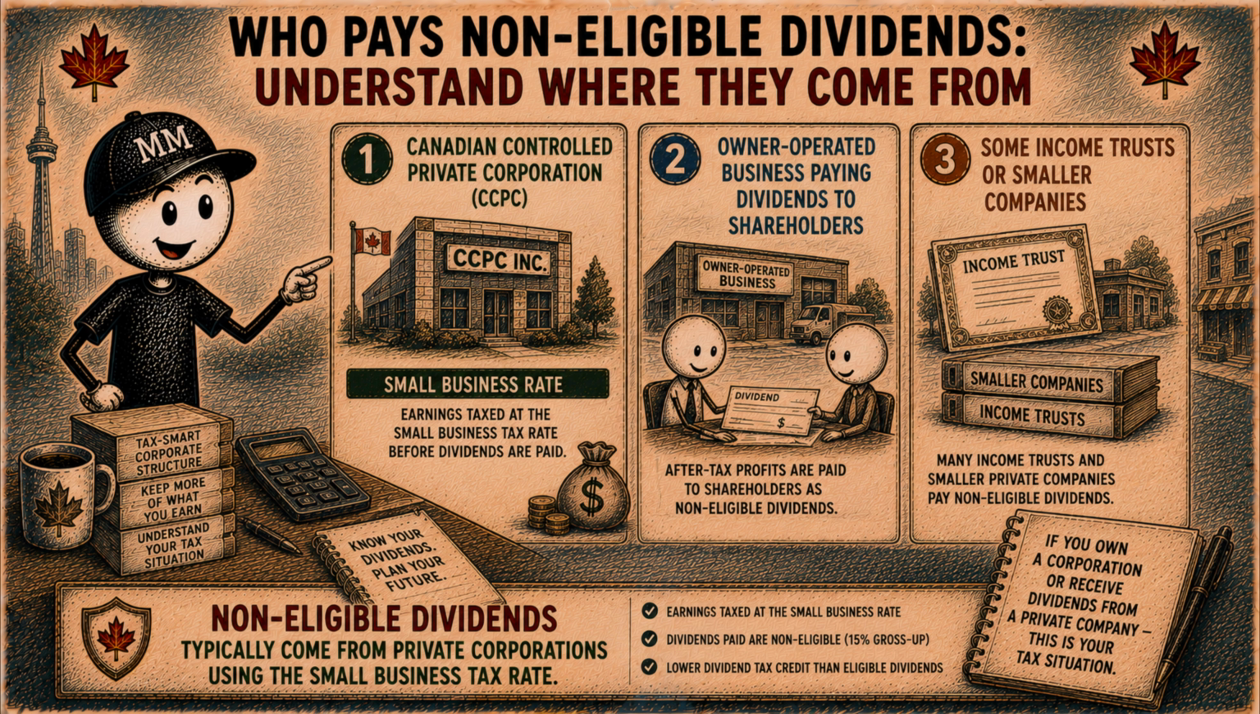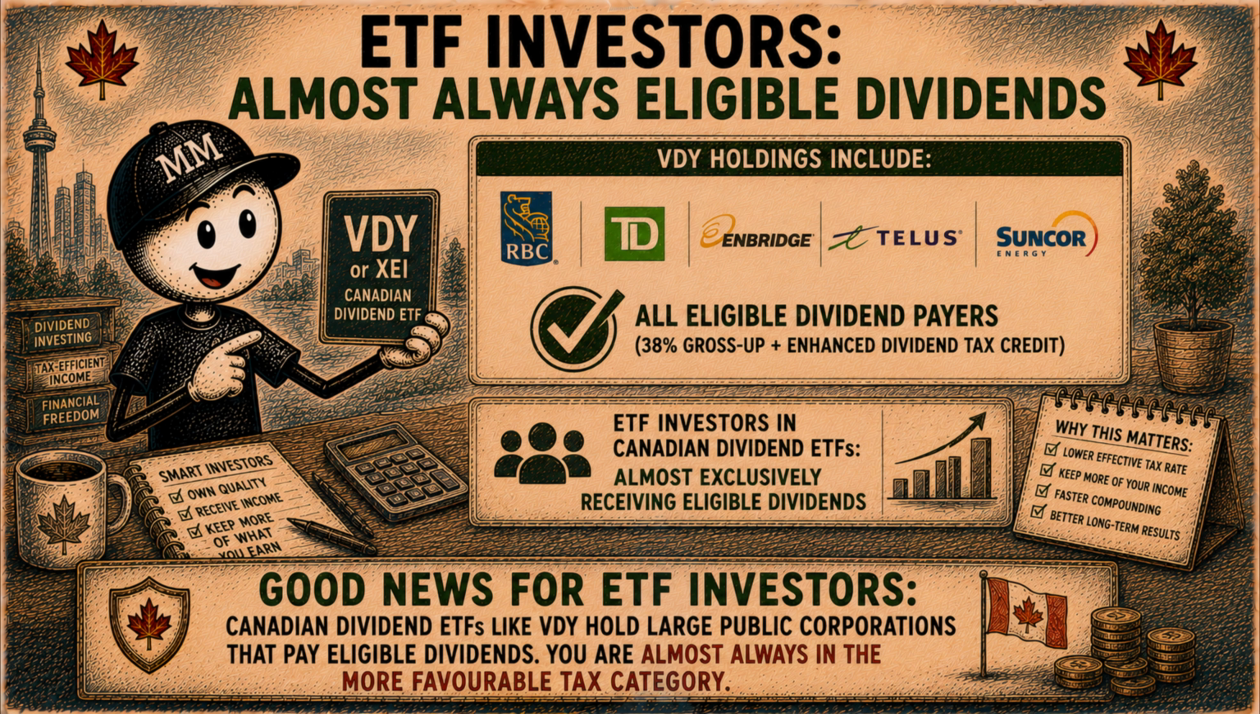Anyone reviewing a T5 slip and trying to understand why the gross-up amount looks different from what they expected. For most everyday Canadian investors holding ETFs like VDY or individual bank shares, the dividends received will be eligible dividends, but it is worth verifying for every T5 slip you receive.